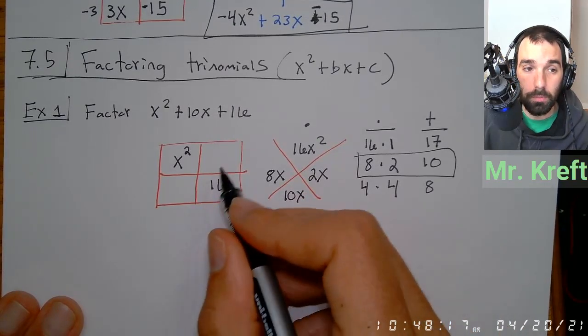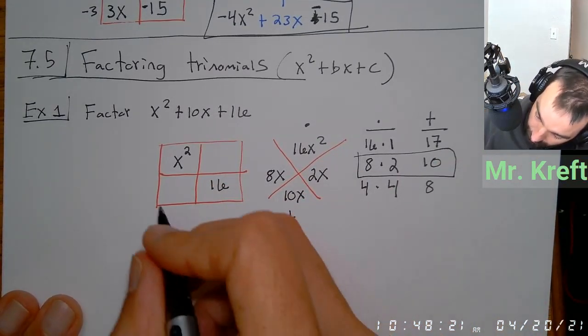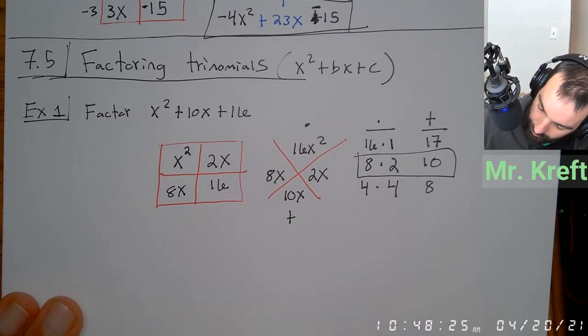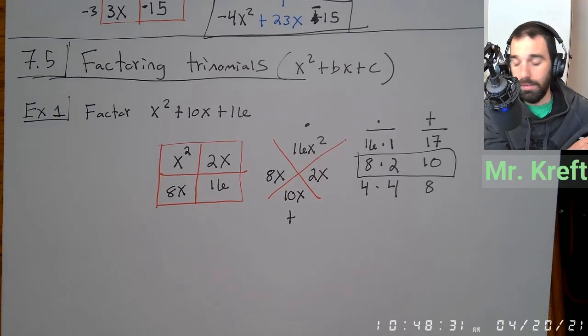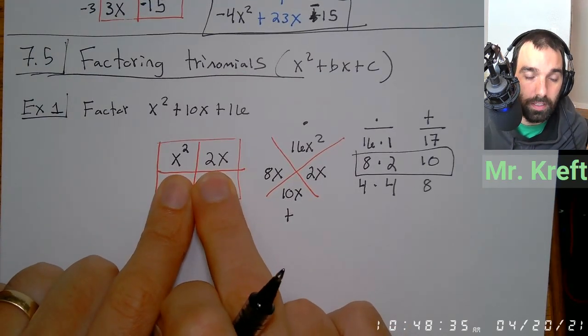So once we have these, we're going to put them into our box. It doesn't matter which one you put it in. Again, order doesn't matter. So I'm just going to go 8x and 2x. Okay, and then we filled in our box. So now we're going to do the factoring bit. For the factoring bit of this, we just want to look at the top row.